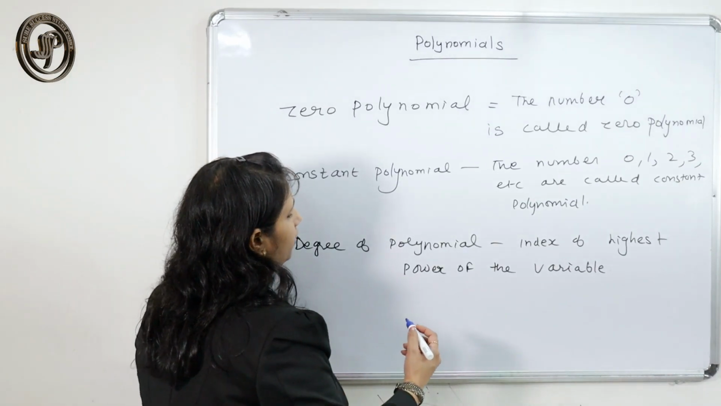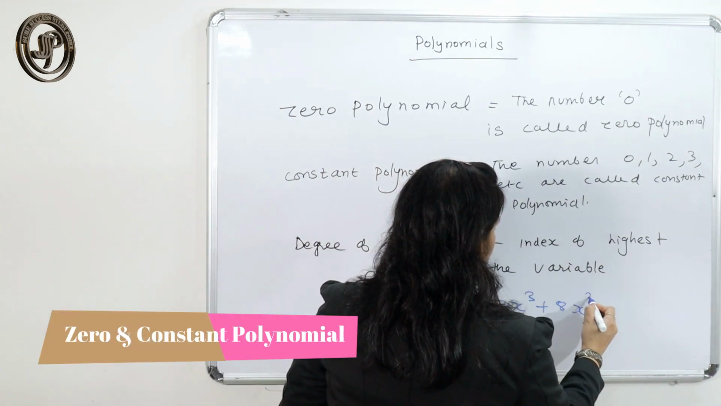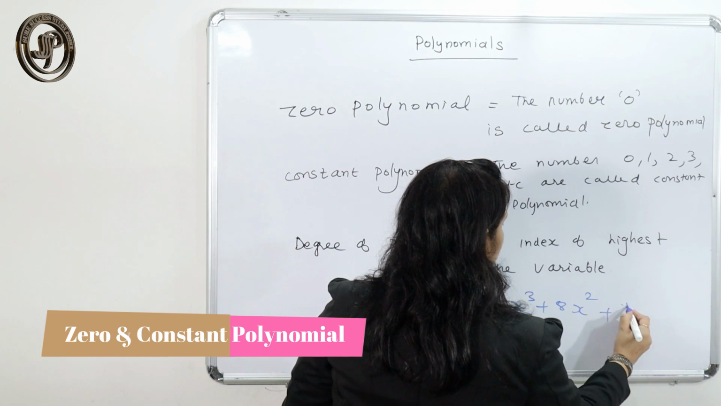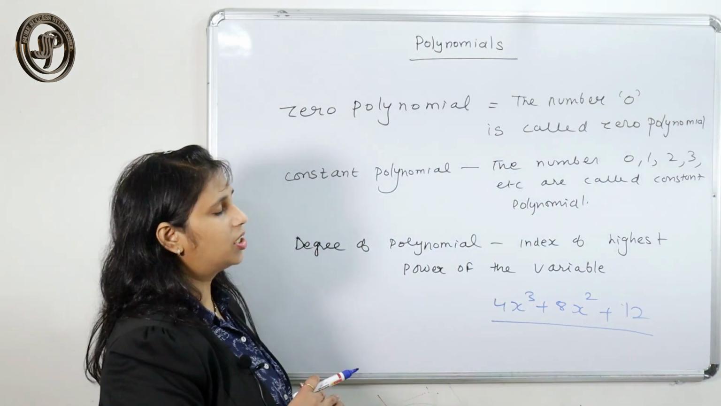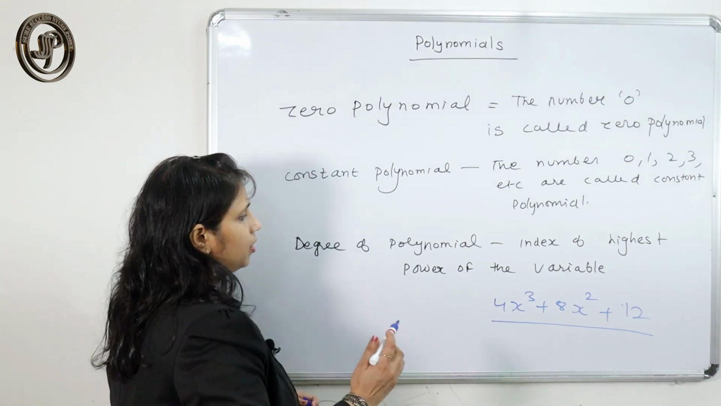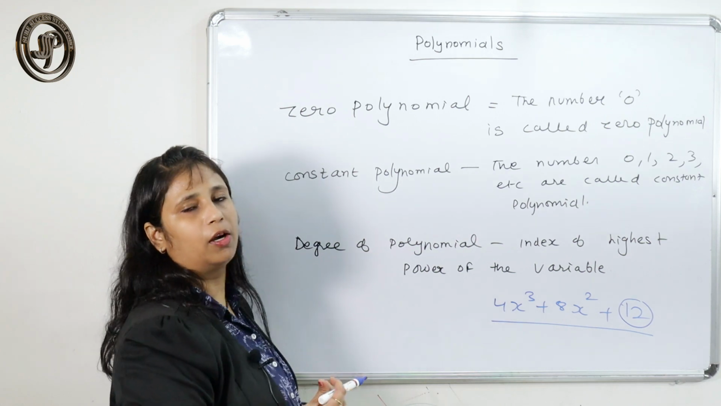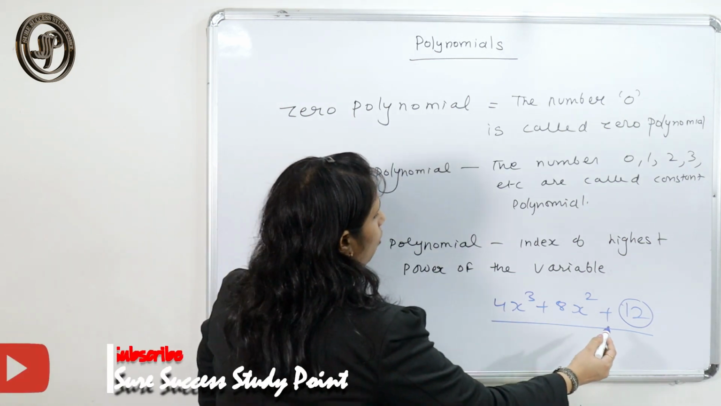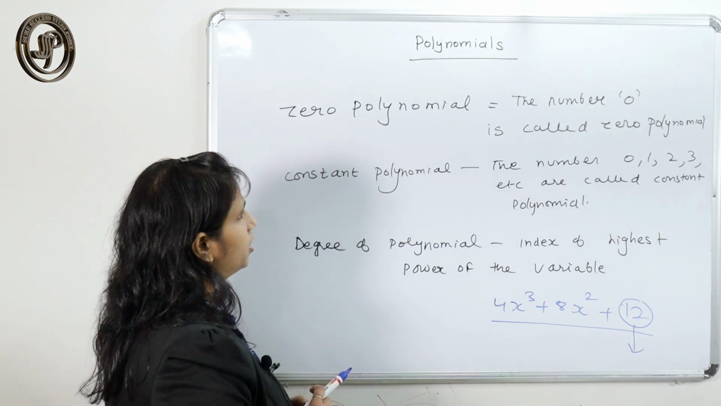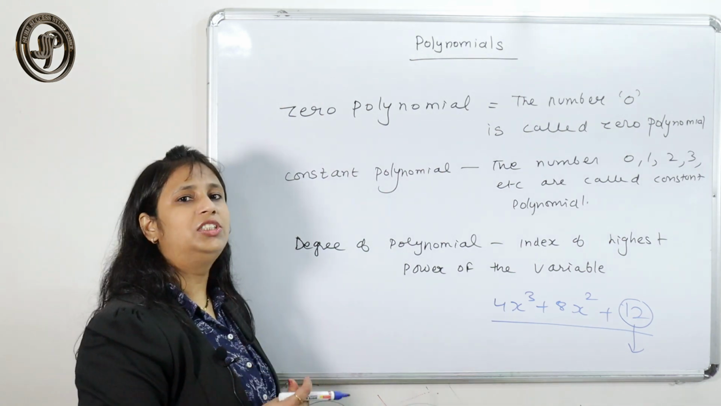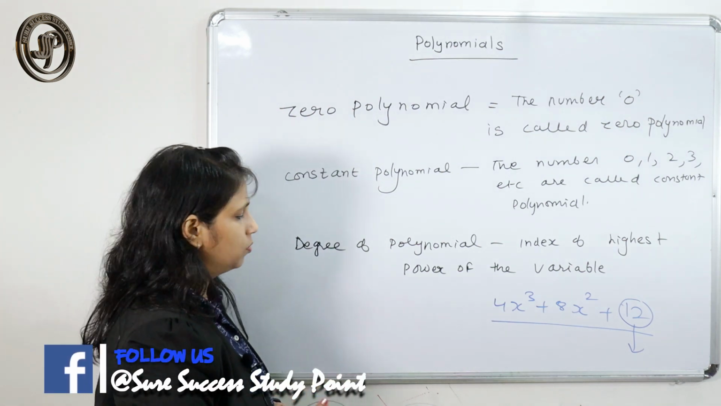So if I write a polynomial in the form of this, here this expression has 3 terms. Then the constant term that is independent of x, this is called my constant polynomial. And the number 0, sometimes called 0 polynomial, that is also a constant polynomial.